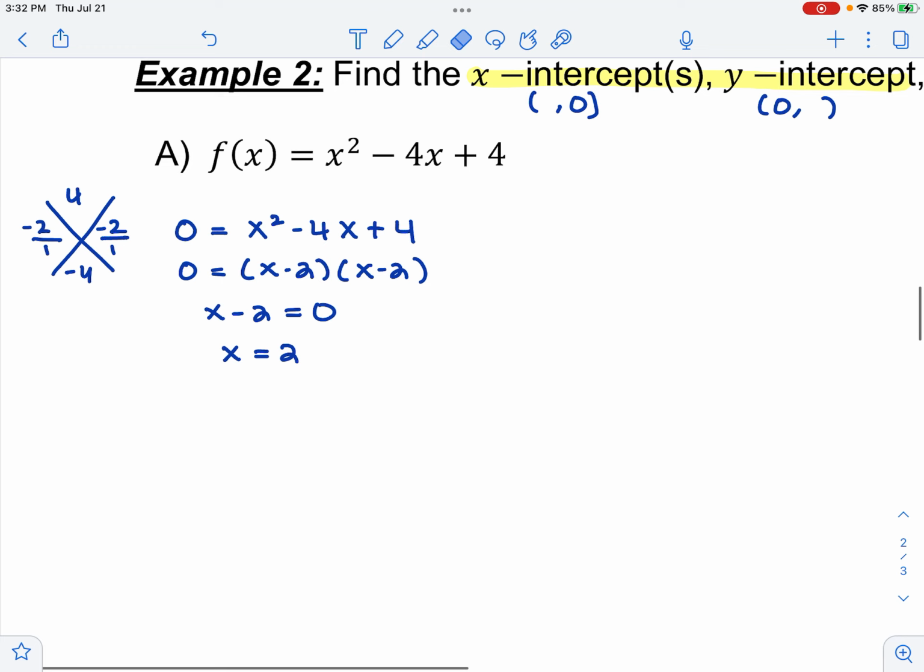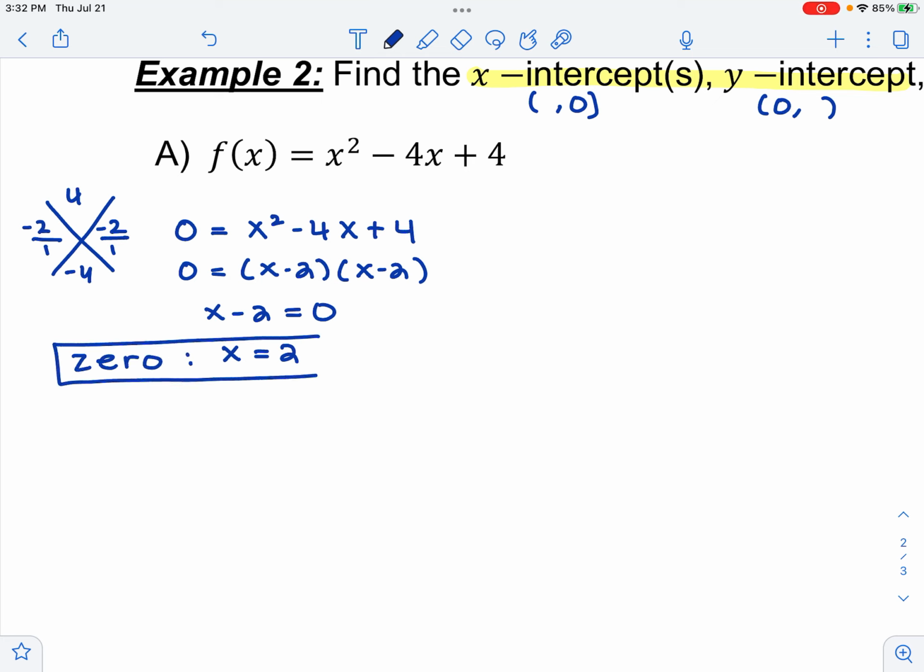I said we're going to find our x-intercepts first, but really if you're finding your x-intercepts, you'll actually first find your zeros. So this is my zero. Sometimes there is more than one, sometimes there's one, sometimes there's none. So my zero is x equals 2. I've done the work to find my x-intercept. There's only one, and I got 2 for x when I plugged in 0 for y.